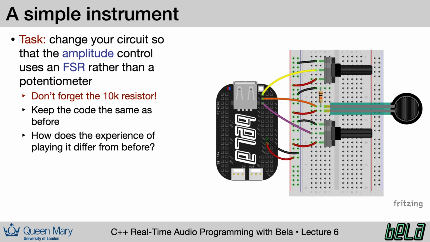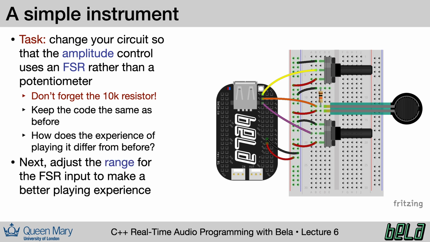If you're on the Bela Mini, the change is the same. Again, just switch out the potentiometer for the FSR. Once you've built this up and tried it the first time, play around with the input range for the FSR, for example, to see if you can make a wider dynamic range where when you don't press on the FSR, you don't hear anything. Pause the video here, give this a shot.